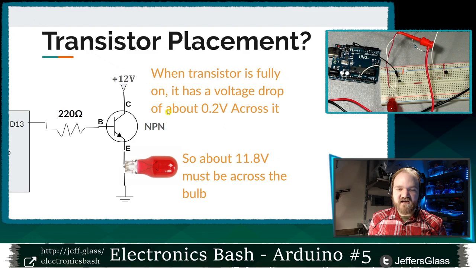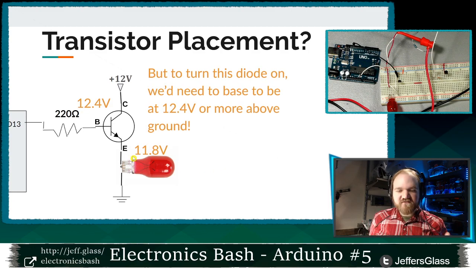Or in our case, let's say our transistor has a voltage drop of about 0.2 volts when it's all the way on. When it's fully saturated, I'm losing about 0.2 volts here. So, let's say I have 11.8 volts left for the light bulb. Fine, we'll work with that. But if that's true, then to turn this transistor on, I would need to have the voltage at the emitter, 11.8 volts, plus the voltage I need to overcome this diode, that 0.6 volts.